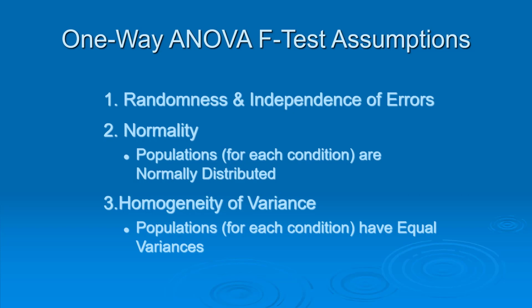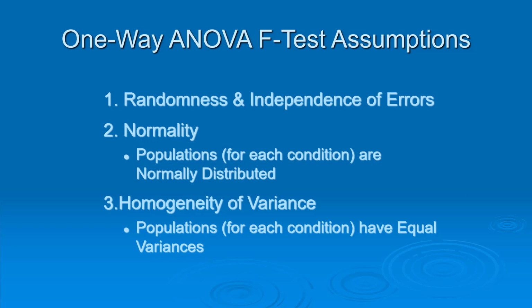In our example, we will assume females were randomly assigned to the conditions. Secondly, the response variable should be normally distributed in each group. Let's create a histogram in SPSS. Let's say the histogram looks fine.